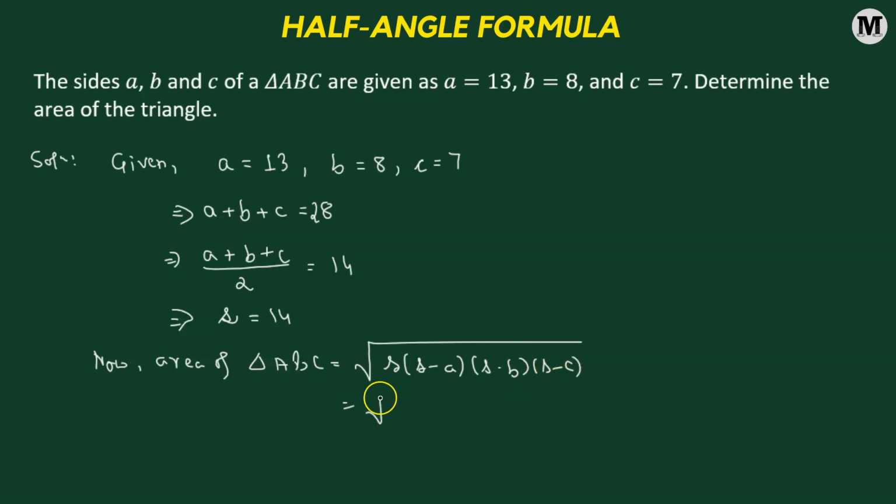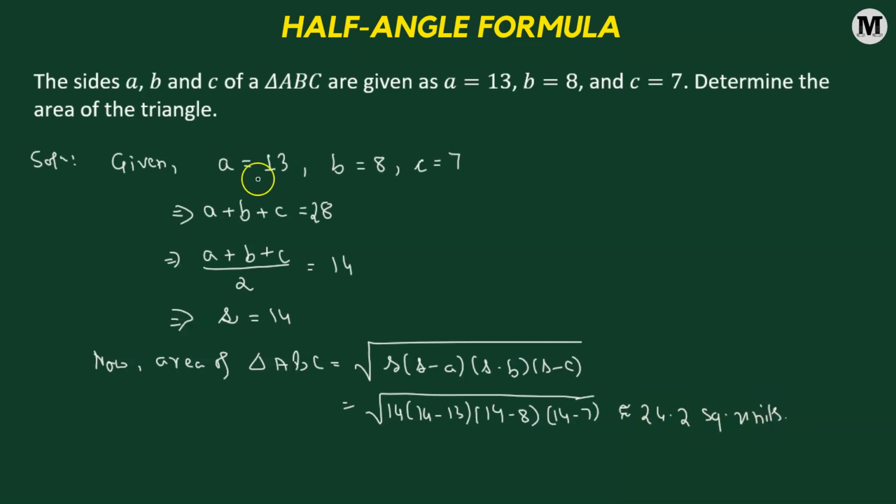Now let's use the values. So we have the square root of 14 multiplied by 14 minus 13 multiplied by 14 minus 8 multiplied by 14 minus 7. So this is going to give us a value. It's going to give us an approximate value of 24.2 square units. So this is going to be the area of the triangle.